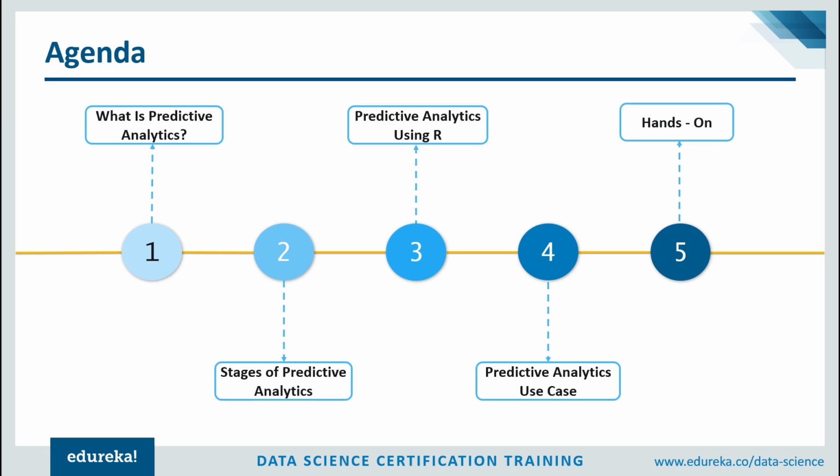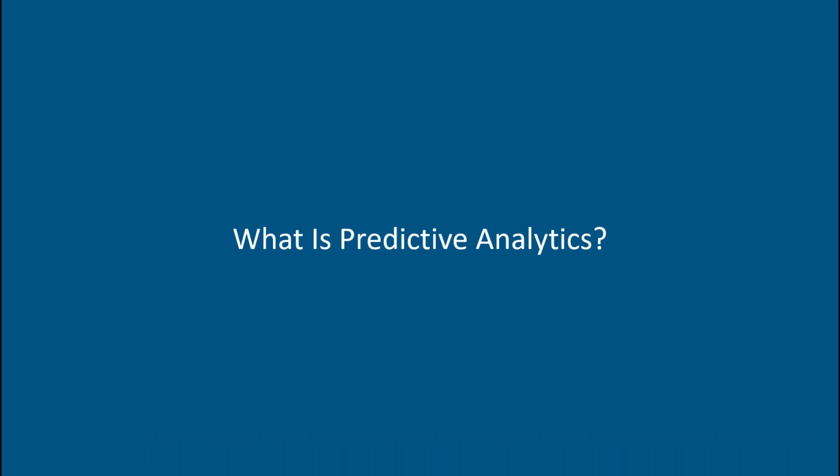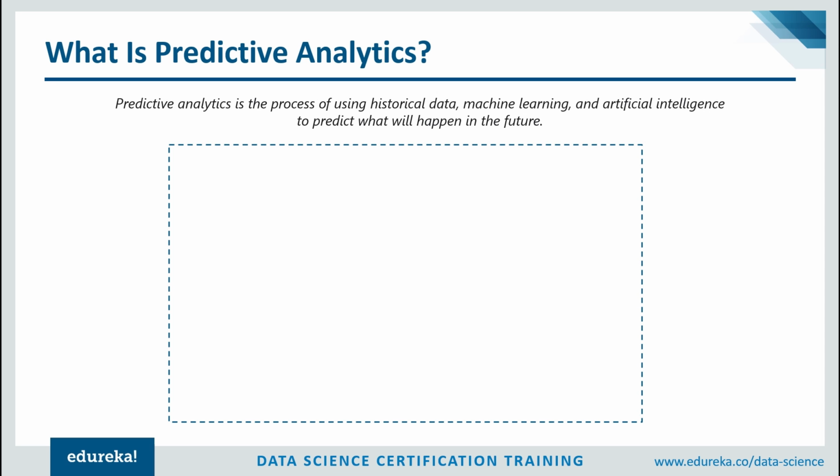Alright, so guys, I hope all of you are clear with the agenda. Now let's move on and get started with our first topic. So guys, what is predictive analytics? Now, predictive analytics refers to using historical data, machine learning, and artificial intelligence to predict what will happen in the future. Right? To simply put it, it answers the question, which is what is most likely to happen based on current data and what can I do to change that outcome. So it basically tries to predict the future by studying the present data available.